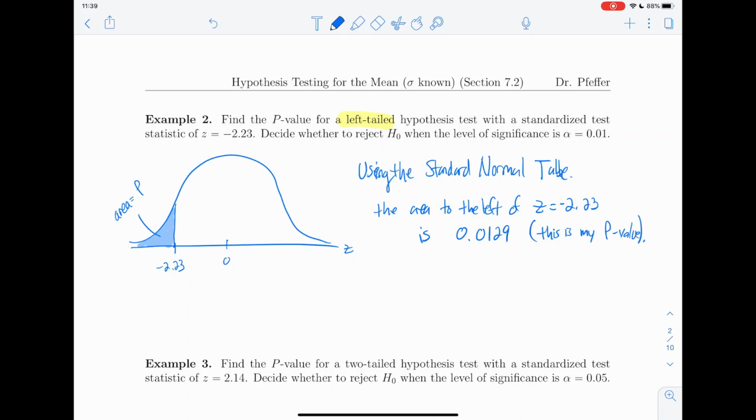So what can we conclude? Since the p-value, which is 0.0129, is greater than the level of significance 0.01, the conclusion is that we fail to reject the null hypothesis. So this is what it looks like when we have a left-tailed test.